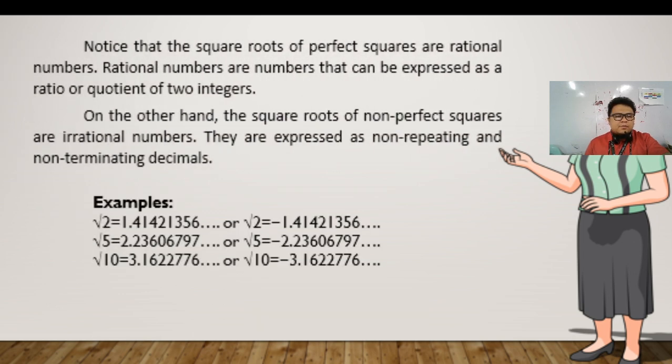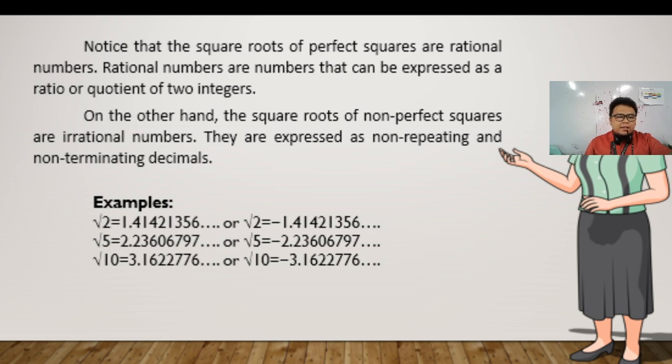Notice that the square roots of perfect squares are rational numbers. Why do we say they are rational numbers? Because rational numbers are numbers that can be expressed as a ratio or quotient of two integers. It does not mean that a rational number is only a fraction or written as a ratio. A whole number, an integer, is also considered a rational number, because a whole number is understood to have a denominator of 1.